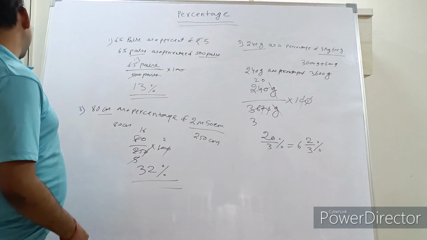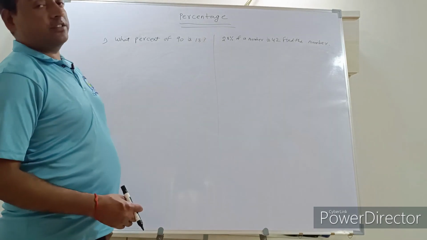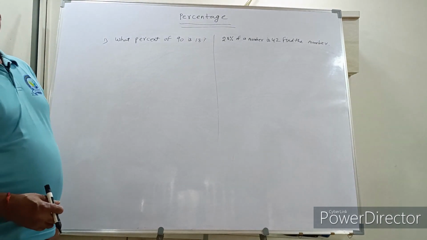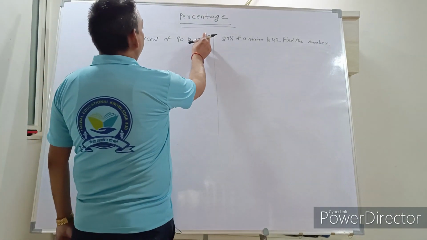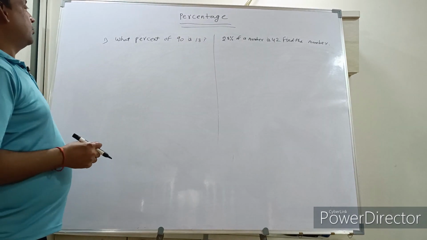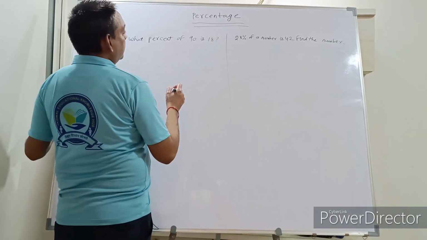Okay, let's do a few more sums in this. The next one is, what percent of 90 is 18? Meaning, suppose you get 18 marks out of 90, then what percent will you get?